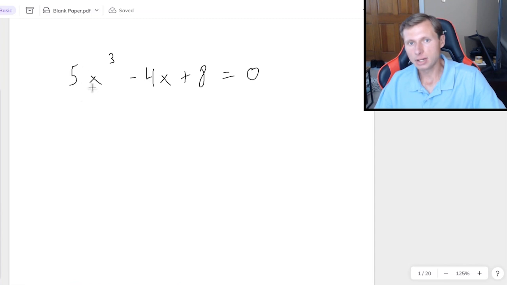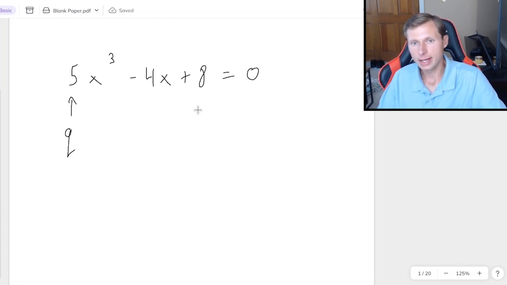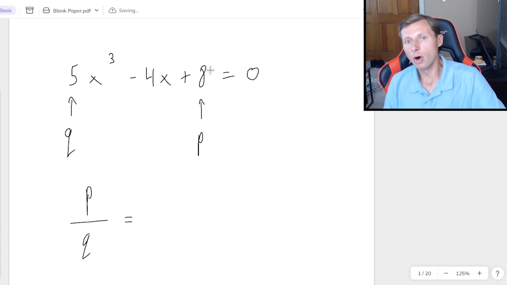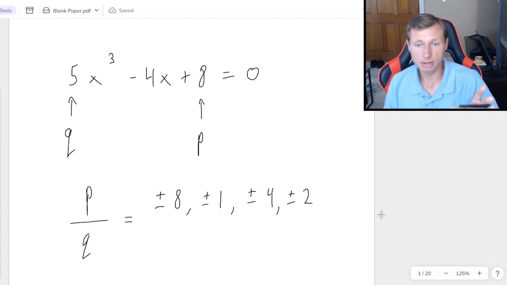The number in front of the x cubed, or whatever the highest power is, is called my q, and the last number, the constant, is called my p. And so the rational root theorem says that all of my real roots, as opposed to imaginary roots, which we will not talk about in this video, will be equal to p divided by q, where, watch this, all the factors of p, in this case, positive negative 8, positive negative 1, positive negative 4, and positive negative 2. That's all my factors of 8.